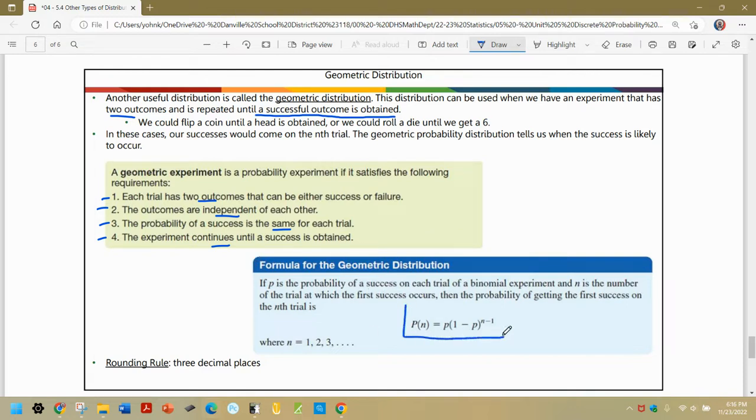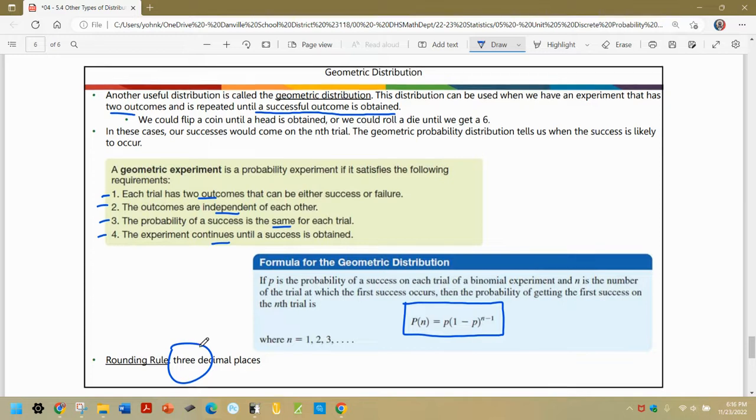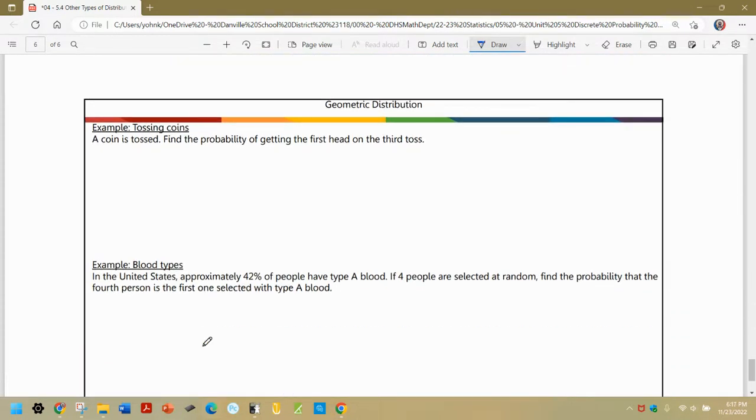Here is your formula for the geometric distribution. The probability of a success on each trial, we have P, probability of success, times the quantity 1 minus P, or 1 minus the probability of success, or failure, raised to the n minus 1, and n stands for the number of trials. You guessed it, we're rounding to 3 decimal places still. So let's take a look at 2 examples.